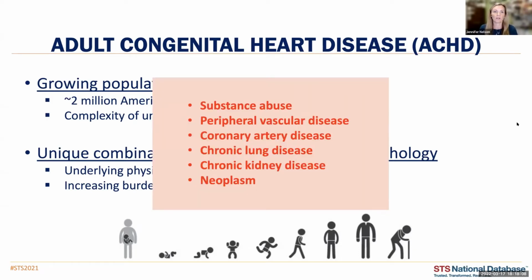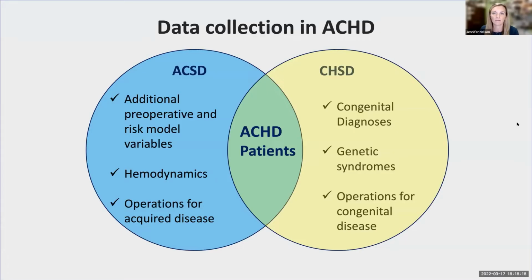While the comorbidities that are captured by the STS-CHSD are appropriate for the pediatric congenital population, some variables such as necrotizing enterocolitis or gestational age may be less relevant for adults. In contrast, the STS-ACSD provides excellent capture of conditions relevant to acquired heart disease, but it does not capture genetic syndromes and other extracardiac defects. Thus, for the adult congenital population that straddles both of these databases, there has been incomplete capture of important information.